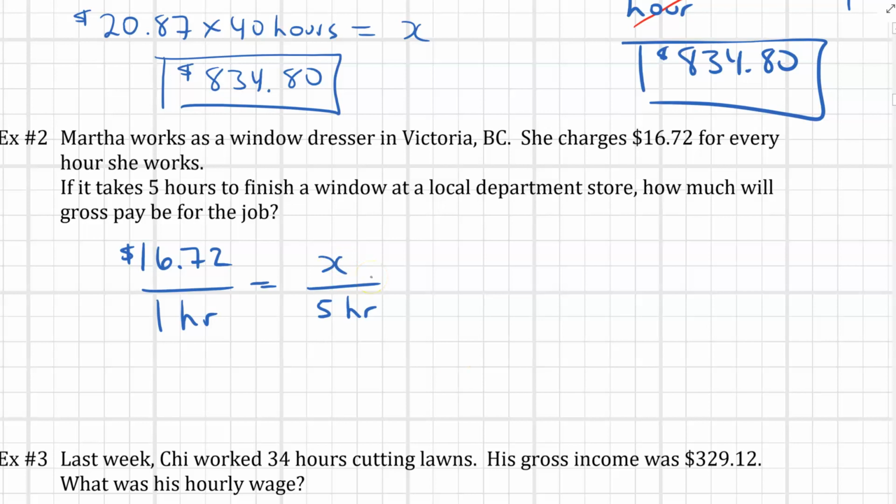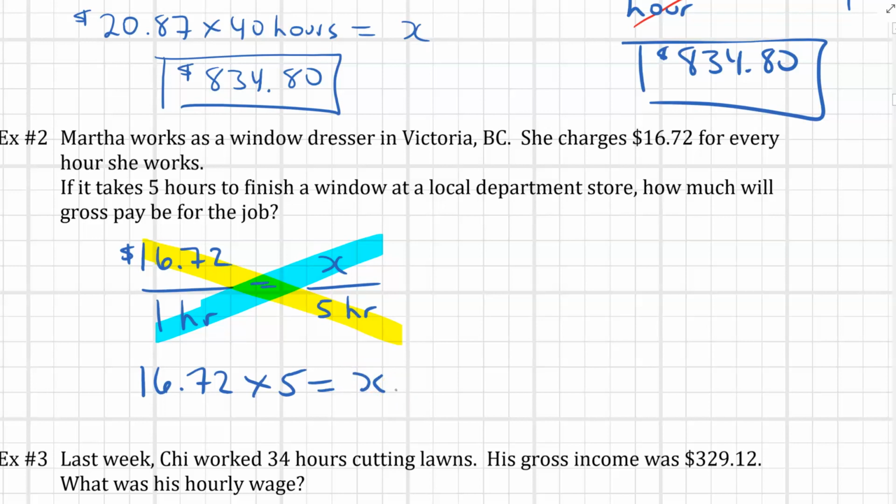And it's the same idea. We're going to do that cross-multiplying idea. So these two multiplied together are equal to those two multiplied together. And it's kind of an easy one because it's going to be 16.72 times 5 is going to be equal to 1 times x. Whenever you have 1 times x, you could just write x. So the answer is going to be 16.72 times 5, which I think is $83.60 when you put it in your calculator, or if you want to do that by hand.